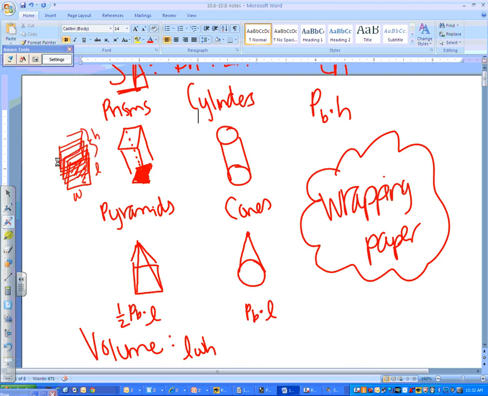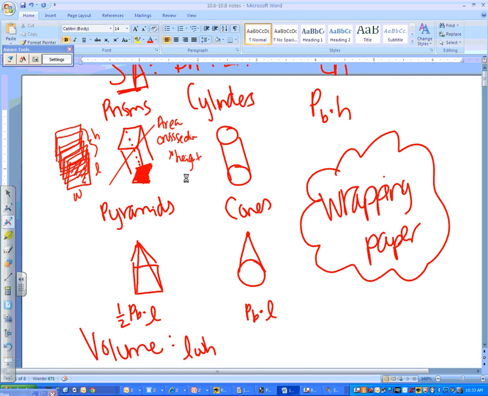Okay, so to find volume, again, I don't want you to just memorize the formulas. I don't want you to be mindless monkeys here. You're going to understand the formulas. That volume is the area of one slice of this box. That's called the cross section. You're going to find the area of the cross section and then multiply that by the height. And that's going to be your volume.